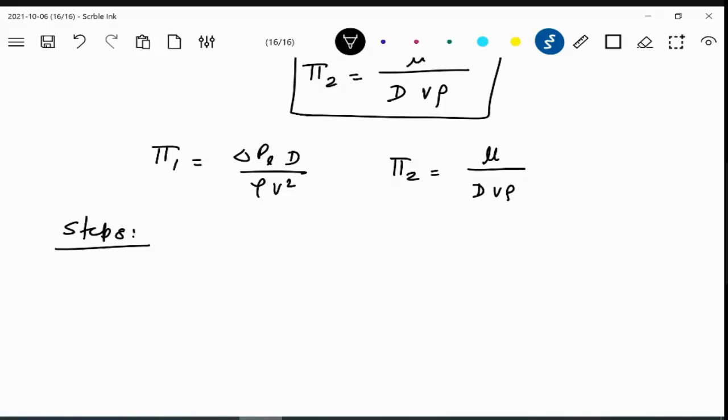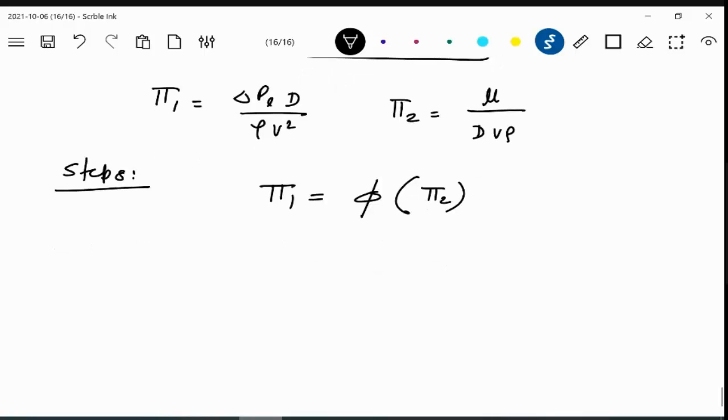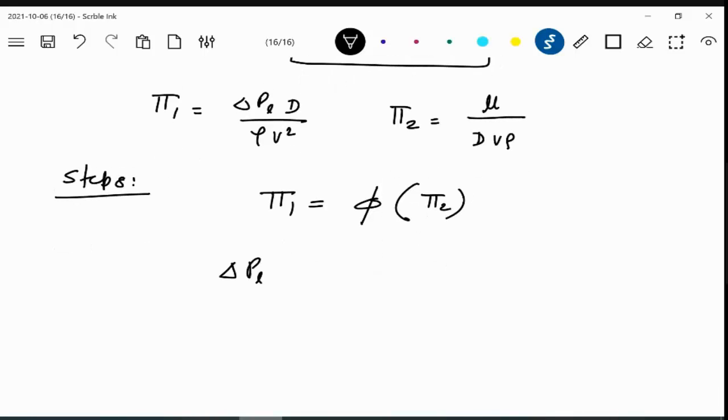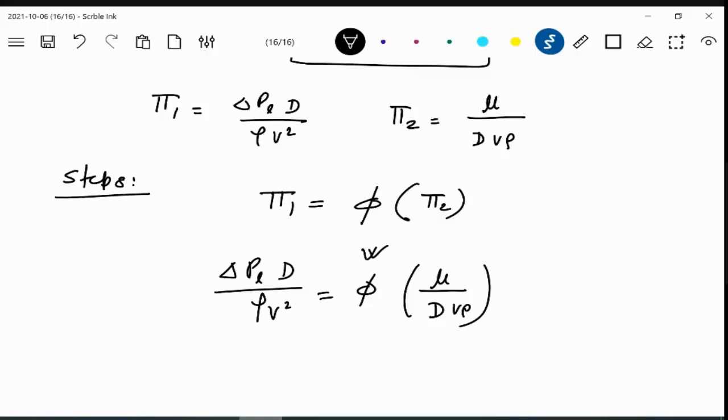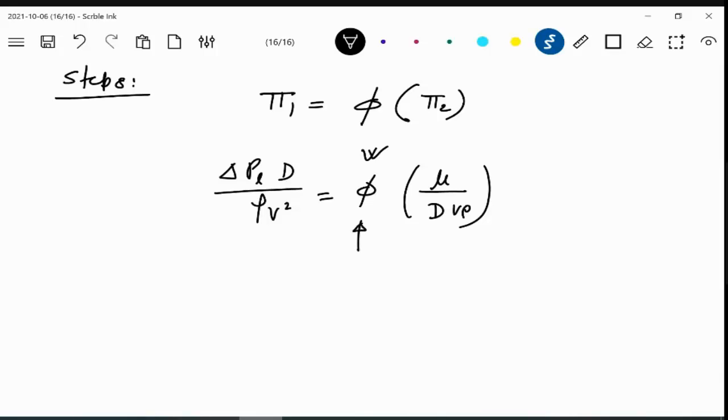And now the final step, that is the eighth step, I think. In this step, you have to express the result of pi 1 and pi 2. So you can write pi 1 as a function of pi 2. So pi 1, in this case delta P L D divided by rho V square, is some function phi of mu divided by rho V D. So this is your expression. This functional form is still not known, and you have to find it from experiment.